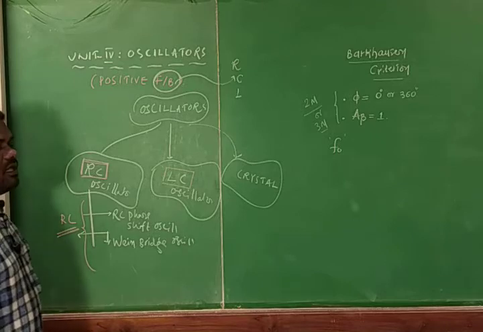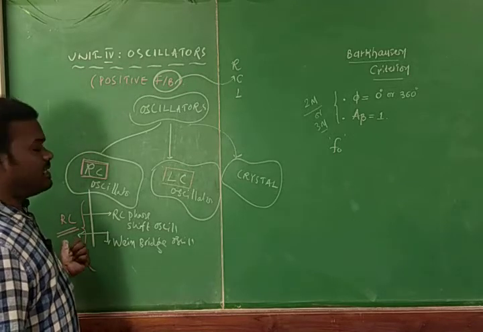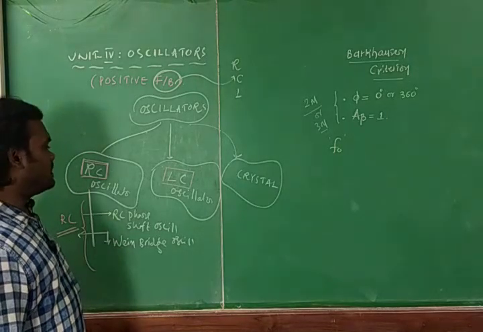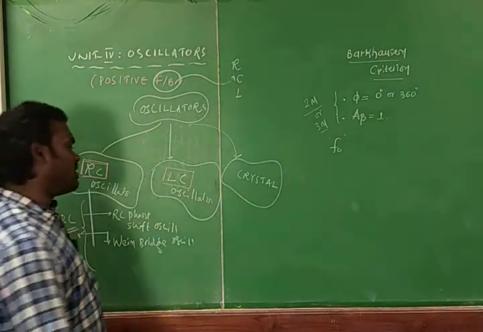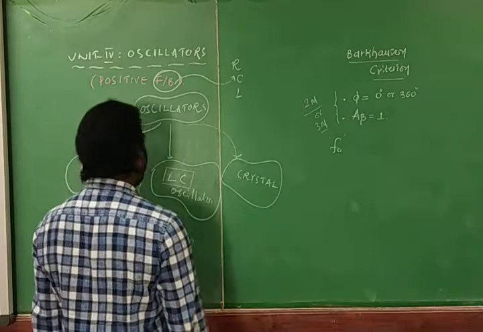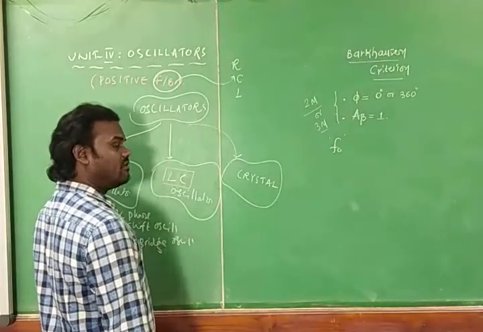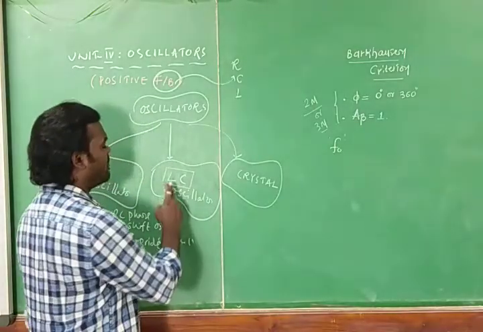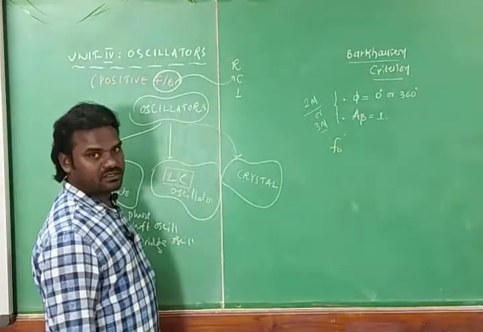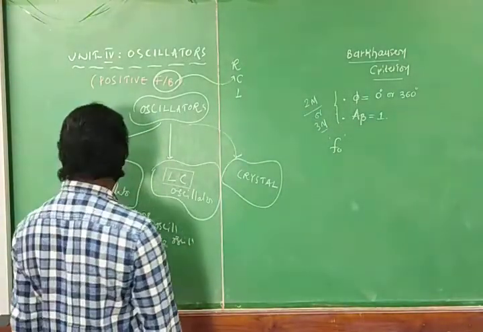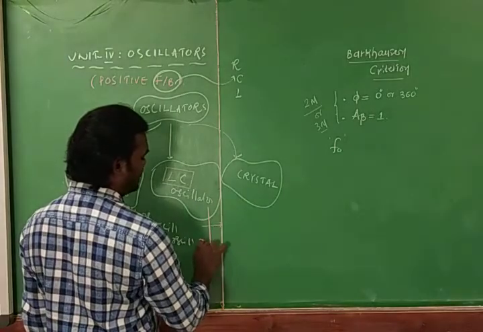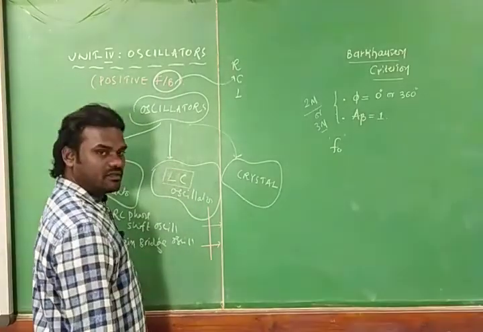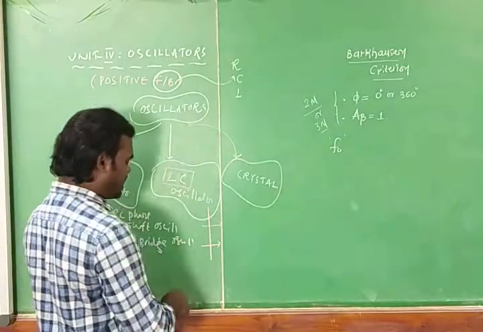That means what? The positive feedback has been designed with the R and C components only. Next, LC oscillator. The LC oscillator is the oscillator in which the positive feedback is designed with the L and C components, that is, an inductor and a capacitor.